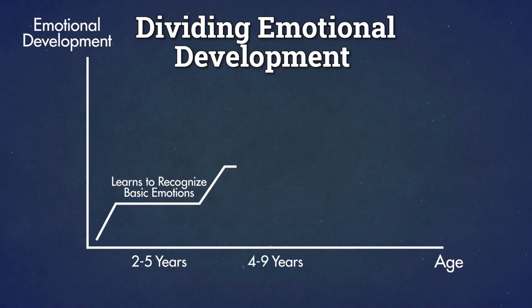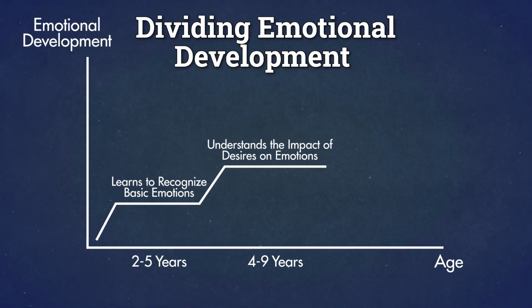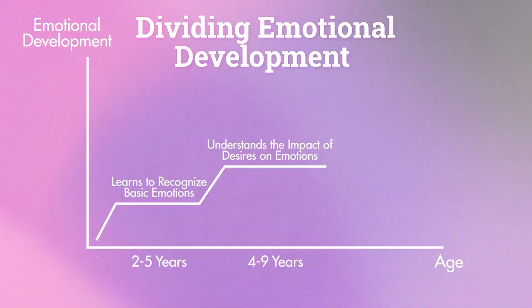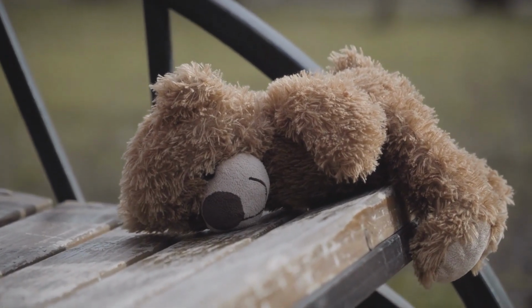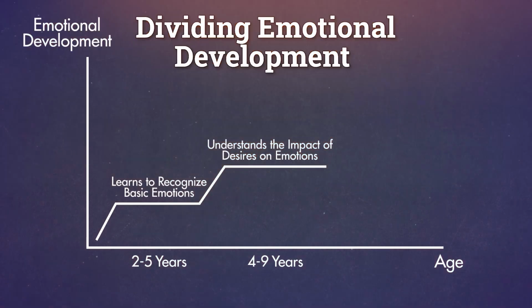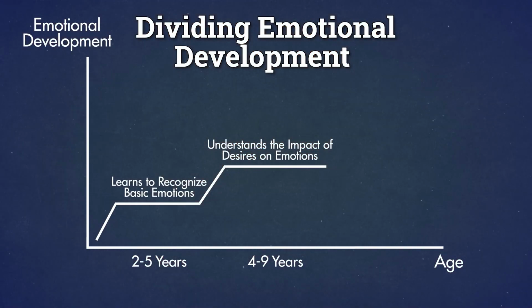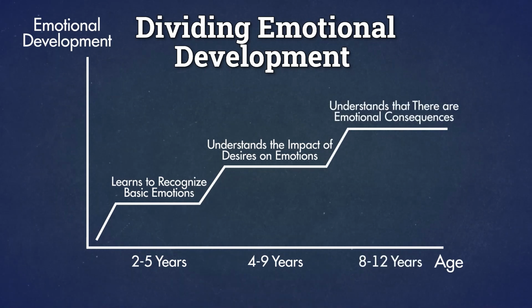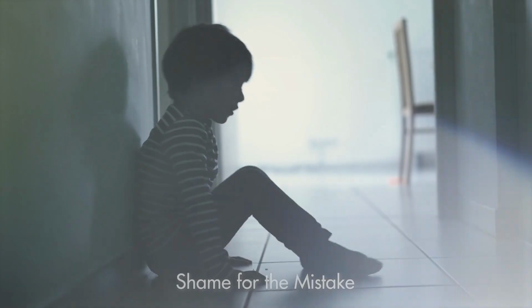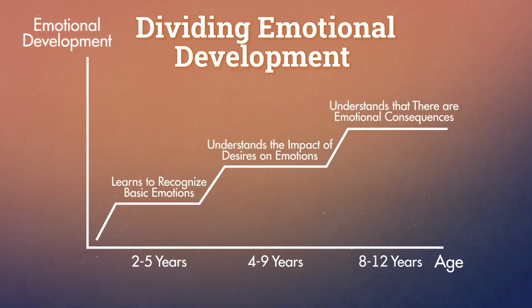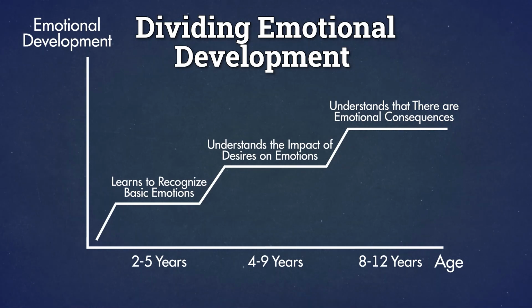From 4 to 9 years old, the child understands the impact of desires on emotions and realizes that beliefs influence emotions. For example, believing that their toy is lost causes sadness. They also understand that it is possible both to simulate or conceal an emotion. From 8, 9 to 12 years old, the child understands that there are emotional consequences of their actions, such as shame when they make a mistake. They become aware of the coexistence of contradictory emotions. They also become able to get out of a negative emotion by using a positive memory.